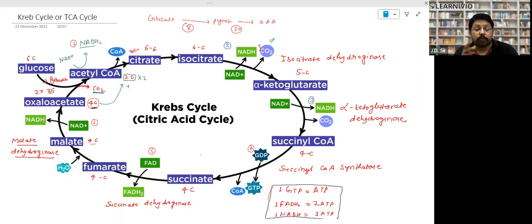Wherever the carbon dioxide molecule is going out, those are called decarboxylation. Look, here the carbon dioxide is removed. Here carbon dioxide is removed. This is decarboxylation. This is decarboxylation. This is a decarboxylation reaction, right? Any doubt? No? No, sir.